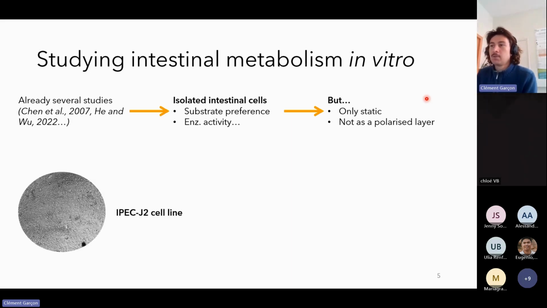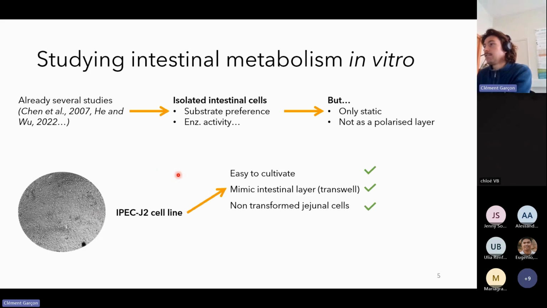So there are commercially available cell lines like the IPEC-J2 cell line. You see a picture here of a layer of these cells. And these cells have the advantage of being relatively easy to cultivate. It's not that easy, but commercial cell lines are relatively easy to cultivate.